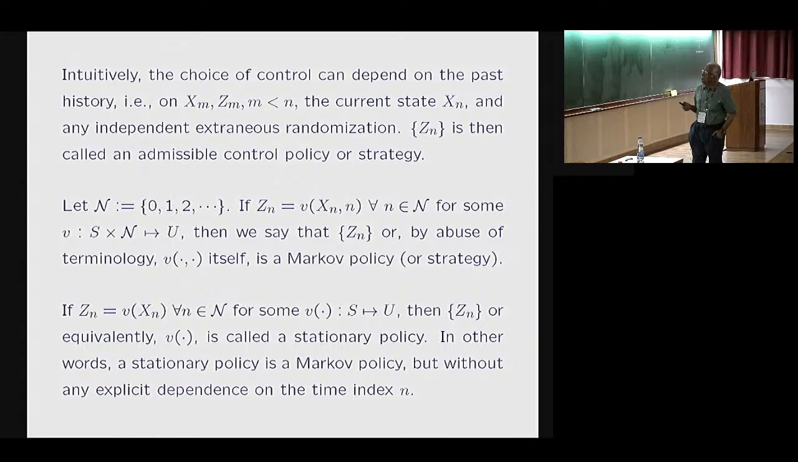And then the controlled Markov chain will actually be a Markov chain, though it can be time inhomogeneous because the transition probability can depend on the time. But if Zn is v of Xn, so it doesn't depend on n explicitly, then it's called a stationary policy. It's a special case of a Markov policy, where you just drop the dependence on n. And then the Markov chain will be a time homogeneous Markov chain, with time independent transition probabilities.